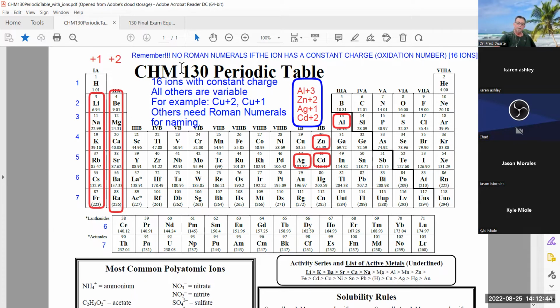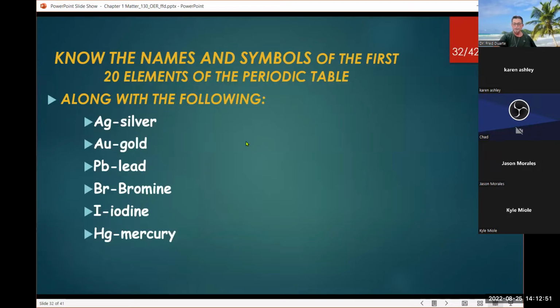Then on top of that, we have other ones, and we're going to have a few more besides these, but Ag represents silver. Au is gold, we mentioned that. Pb is lead. Br is bromine. I is iodine. And Hg is mercury, okay? As is the case with bromine, there's bromide, IDE, and there's iodide, IDE. So that's not the element. The element is the INE ending.